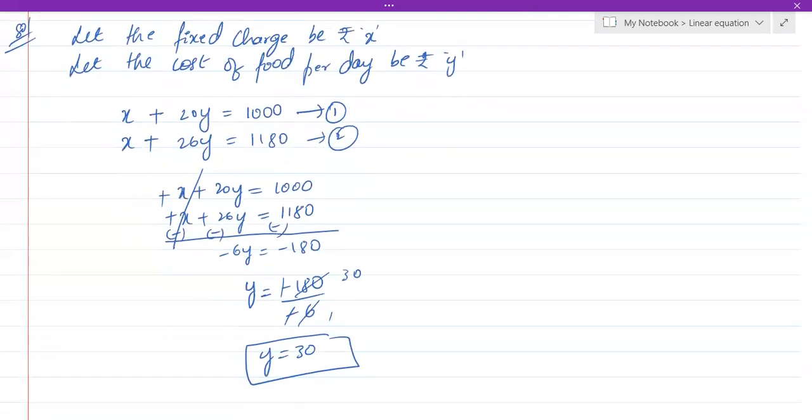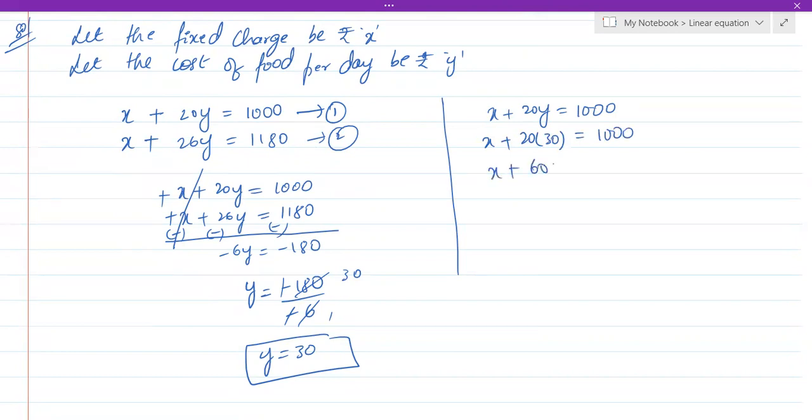Let's find the value of x. So x plus 20y is equal to 1000. X plus 20, y value is 30, equal to 1000. X plus 20 into 30 is 600 equal to 1000. So x is equal to 1000 minus 600. Therefore, x is 400. The fixed charge that they have to pay is rupees 400.